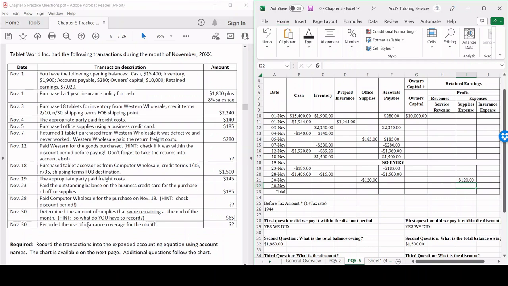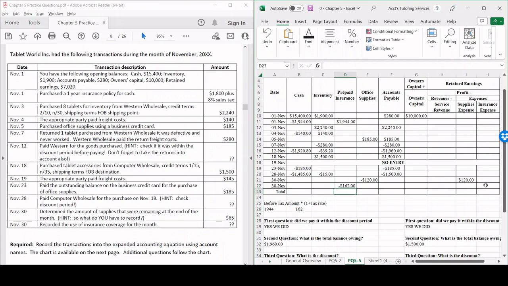So now we recorded the use of insurance coverage for the month. Remember, 1,800 plus 8% sales tax was 1,944. This is for 12 months. To calculate the monthly insurance, we're going to take the 1,944 divided by 12 months. That's what we used up during the year. So our prepaid insurance is going to be reduced by this amount.